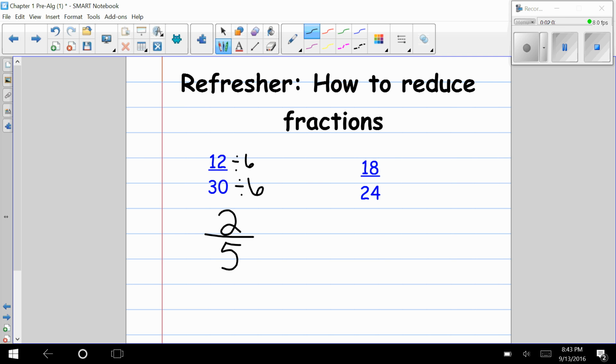18 over 24, the greatest common factor here again is actually 6. 18 divided by 6 gives me 3. 24 divided by 6 gives me 4. So my fraction reduces to 3/4.